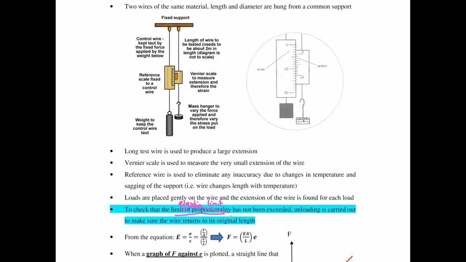To check that the elastic limit has not been exceeded, unloading is carried out to make sure that the wire returns to the original length. Just now you learned that if your elastic limit has been exceeded, if you remove the load, your material won't return to the original length. But if your elastic limit has not been exceeded, it will return back to the original length. So when you test your wire, you want to ensure that you haven't gone past your elastic limit. You unload your material, see whether it goes back to the original length. If it does, that means you haven't exceeded the elastic limit.